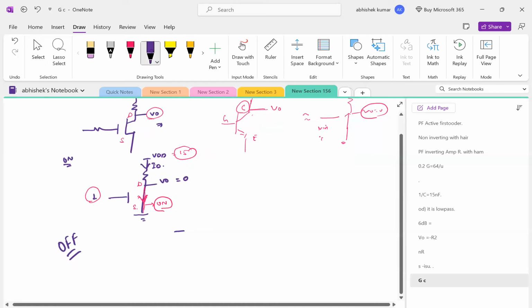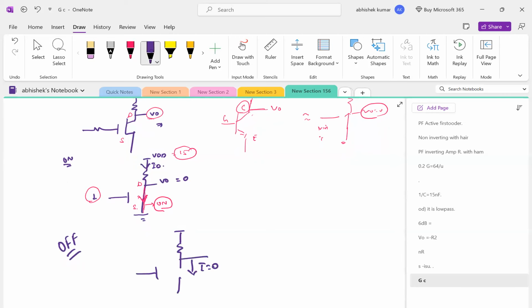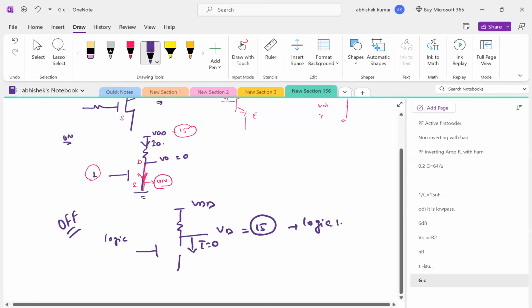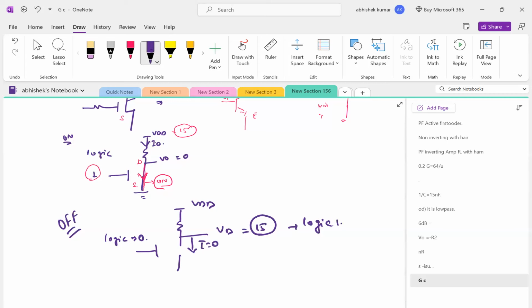In the off state, how does it behave? In the off state, it will be an open circuit. Current will be 0. And we can take output from here, and this output will be nothing but 15 volt. And 15 volt is logic 1. So for your logic input 0, you are getting logic 1, and for logic 1, you are getting logic 0. Basically, in this way, it is working.